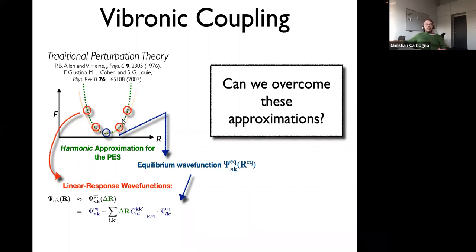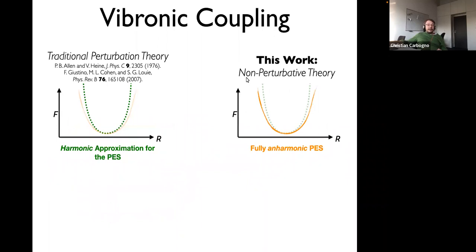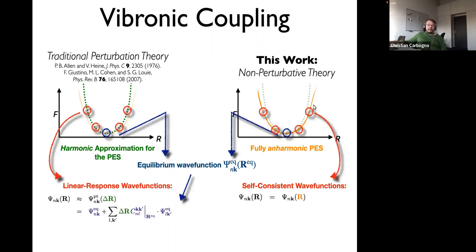To overcome this approximation, we first switch to a fully anharmonic potential energy surface, so as to account for all anharmonic effects in the dynamics. In that case, however, we can also no longer use an approximated wave function. So what we do instead is use the fully self-consistent wave functions that are calculated at each step of this molecular dynamics.